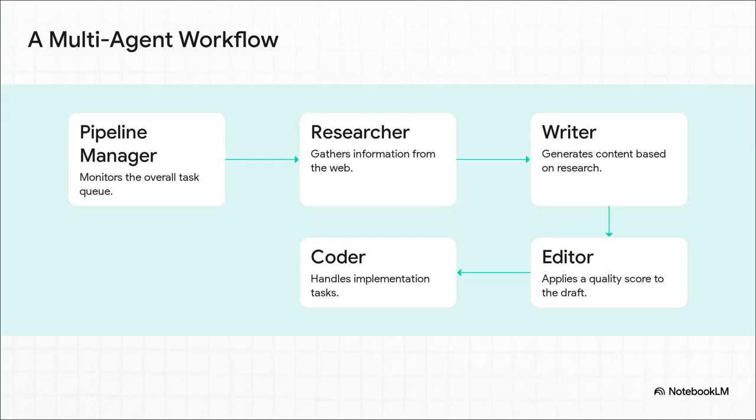Some power users are setting up whole teams of specialized AI agents. Imagine this. You give it a task, and a pipeline manager kicks things off. It sends a researcher agent to find information online, then a writer agent drafts something up, and an editor agent checks it for quality. It's like having a little automated content factory running for you 24/7.